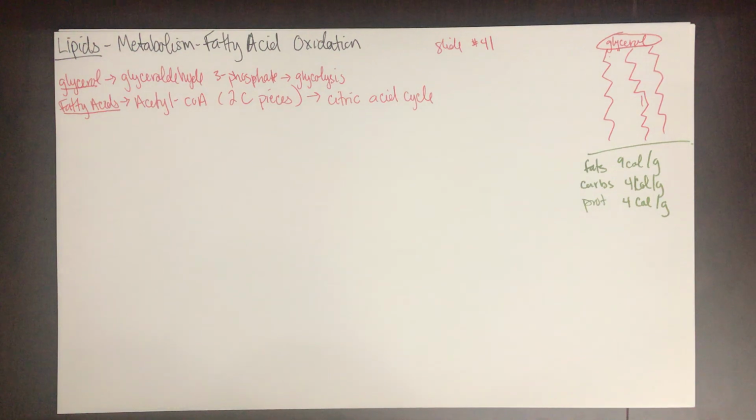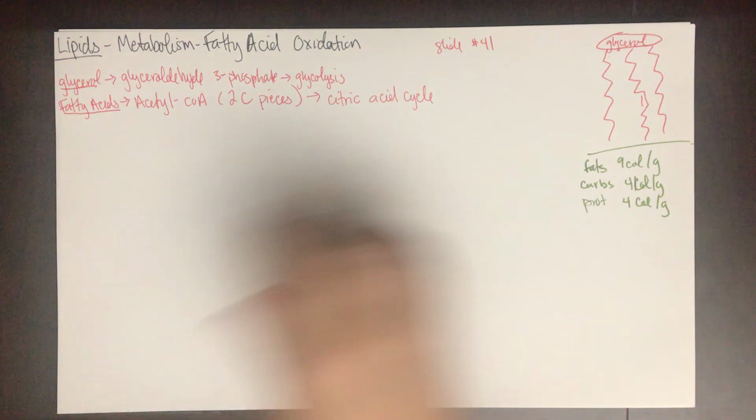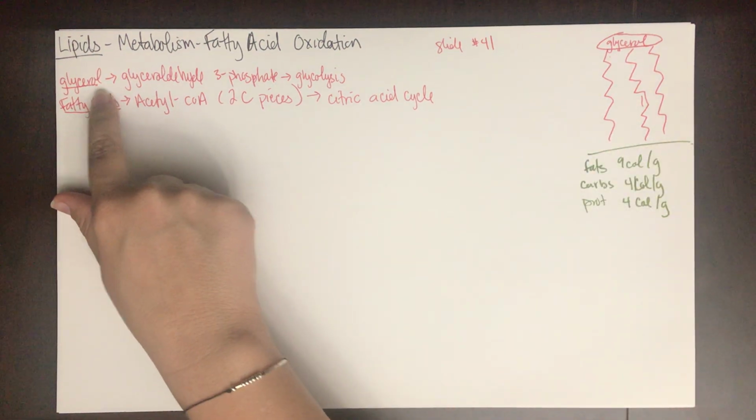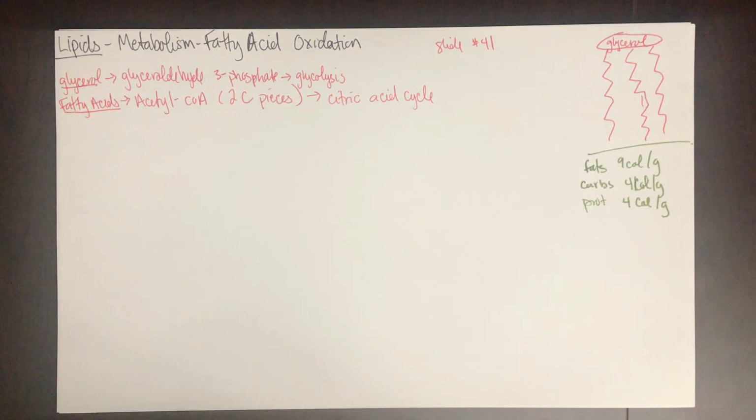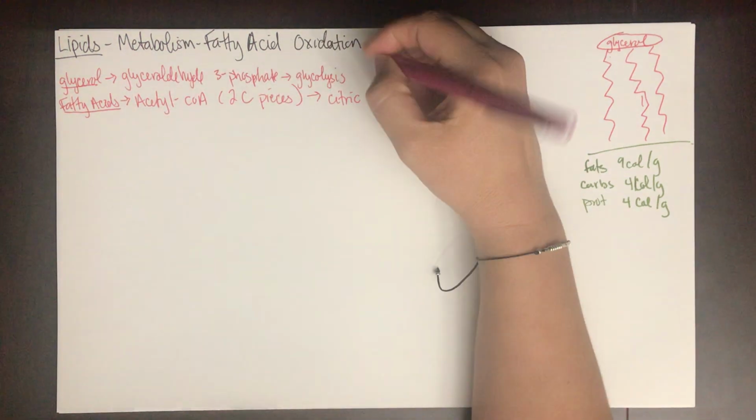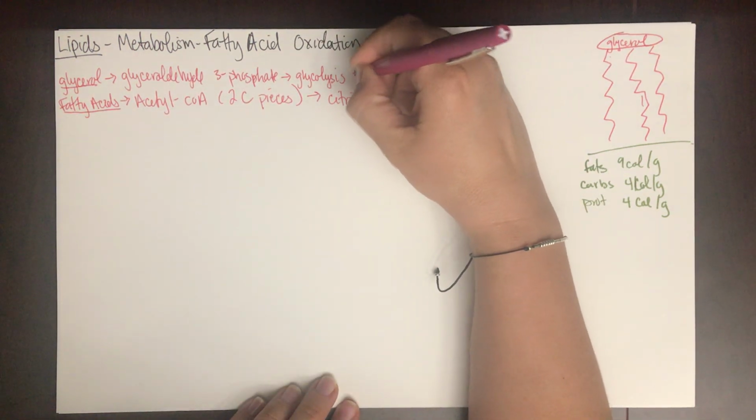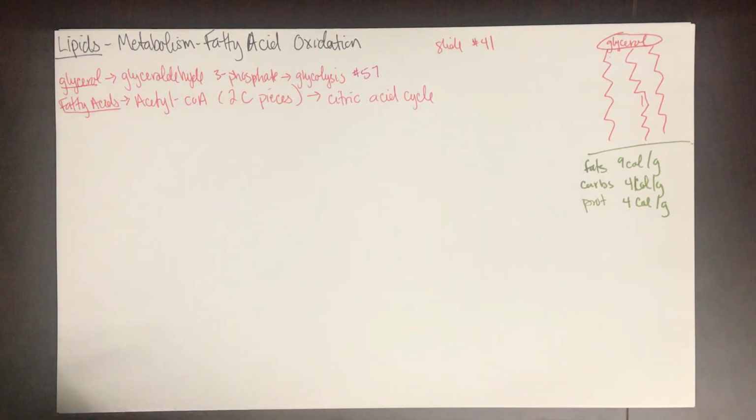I put some slides in our lecture notes from a few different textbooks, so you're going to see a little bit of a review. The first thing that I wanted to go over was this step of how glycerol becomes glyceraldehyde 3-phosphate. This process here is on slide number 57, where it shows the conversion of glycerol to glyceraldehyde 3-phosphate.